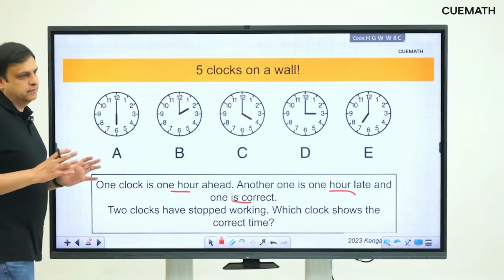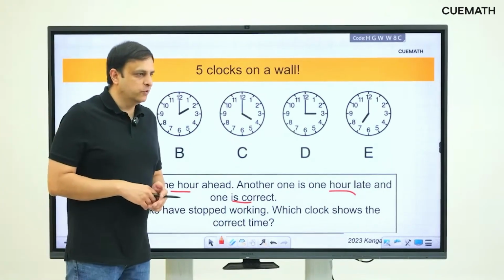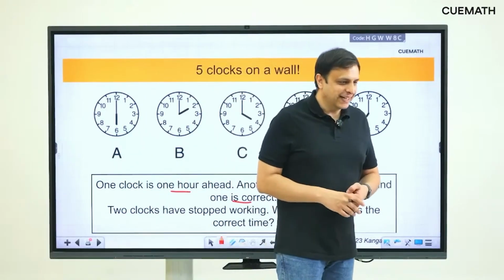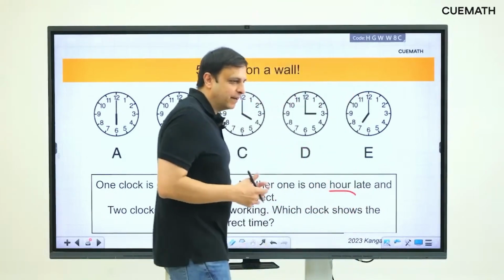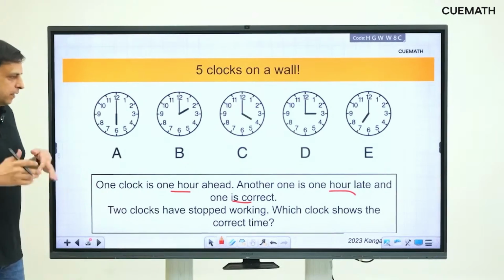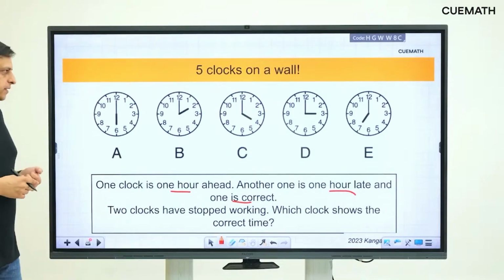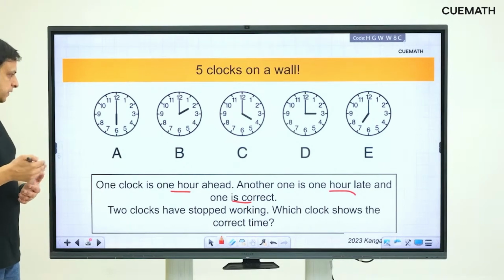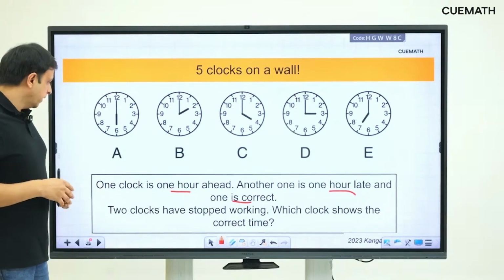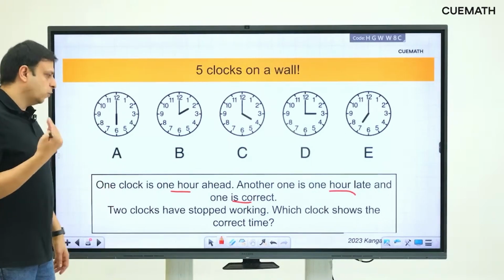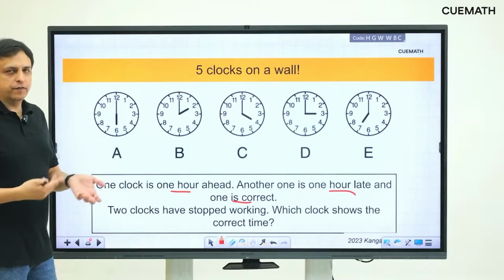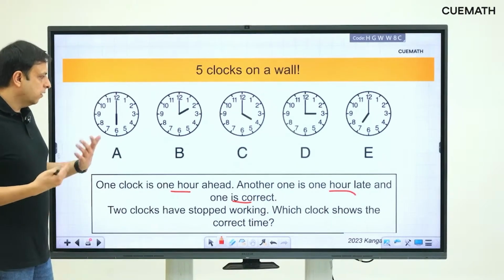And once again, students, the idea is not to guess. And I can see a lot of you are writing your answers very rapidly into the chat. Some of you might be guessing, some of you might have thought about it systematically. But the thing about competitive math is you can't guess your way to success. You have to solve every problem systematically with the right kind of reasoning. So what do we do here? Well, we are told that one clock is 1 hour ahead. 1 hour ahead means it's 1 hour faster, and one clock is 1 hour late.